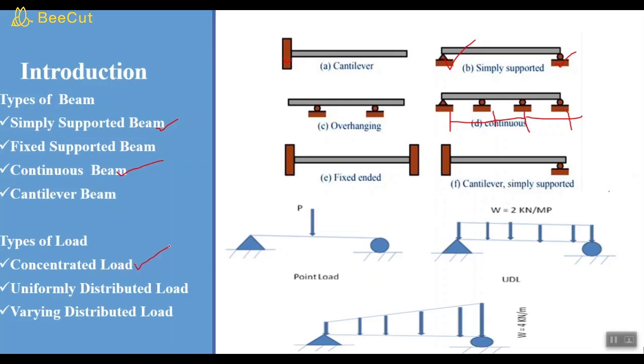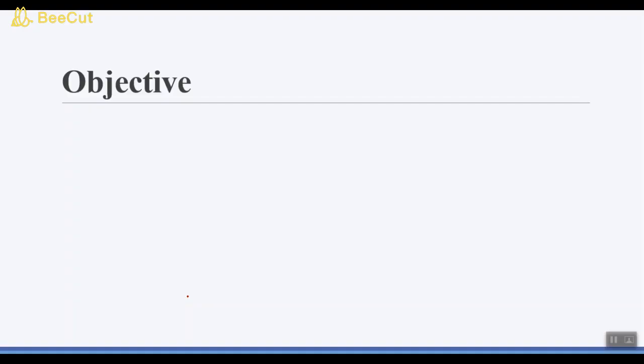Different types of loading are applied on a beam. The first one is a point concentrated load. Only a point load acts on the beam, so it's known as a point concentrated load. Then we have a uniformly distributed load, where the load is uniformly distributed along the span of the beam. Then we have a varying distributed load. These are the different types of load which you guys will encounter during the engineering mechanics course.